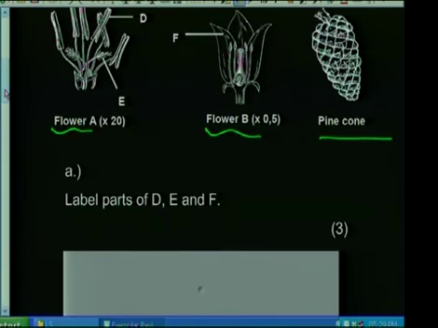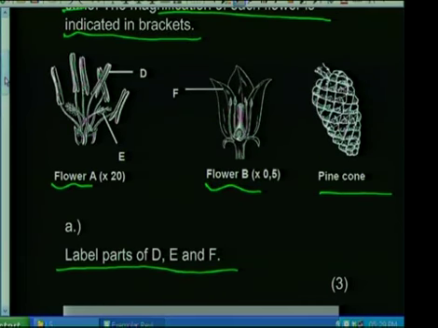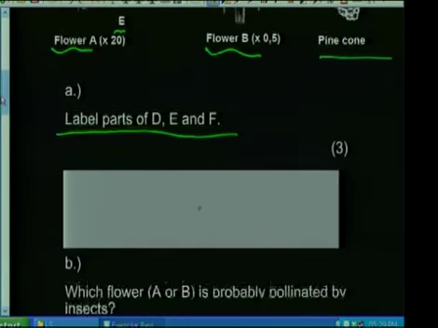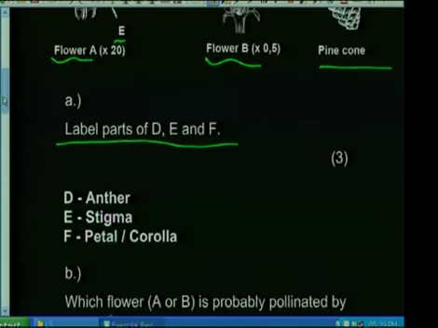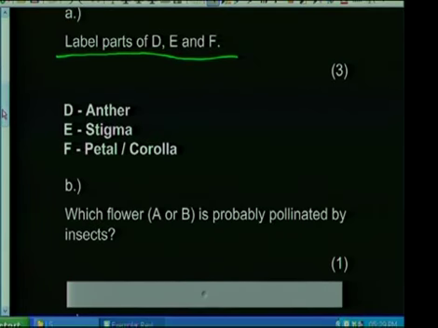First question, as usual, label parts of D, E, and F. You want D, E, and F. D would be the anthers, E, stigma, and F, the corolla there. Let's see, how many did I get right? Here we go. Oh, 3 out of 3. Well done. Anther, stigma, and petal.